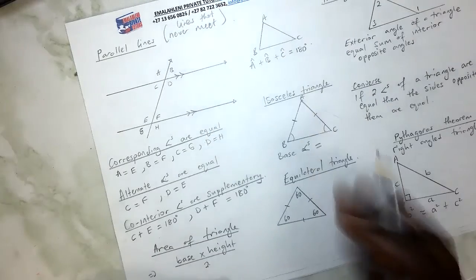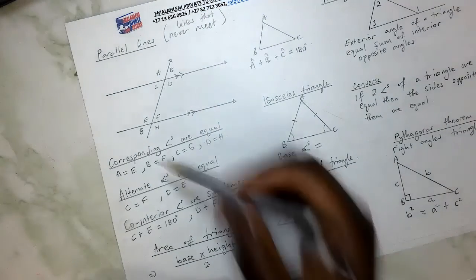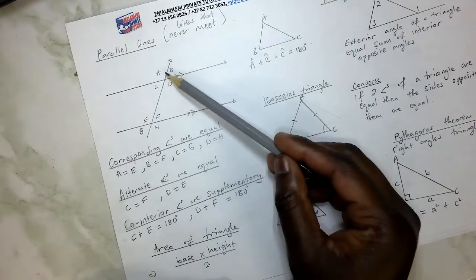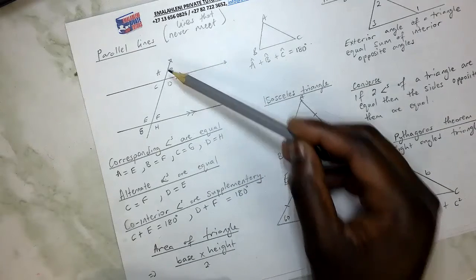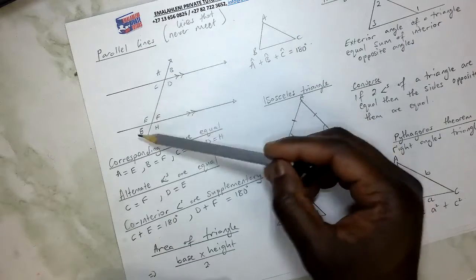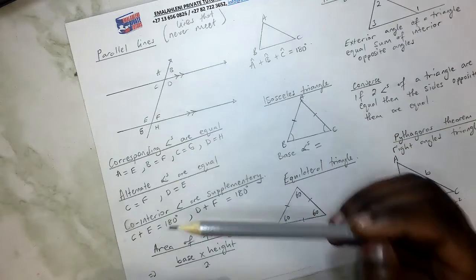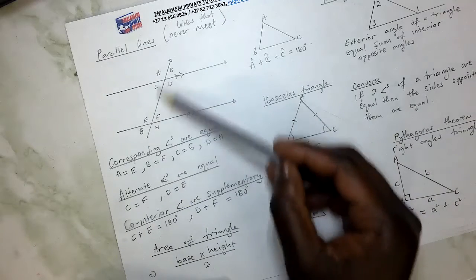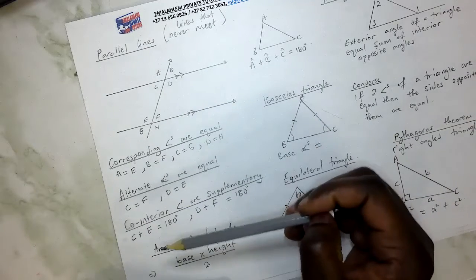So these are lines that never meet. And we are saying if they have a common line crossing them, remember what we spoke about? We spoke about the corresponding angles. We have corresponding angles B and F, A and E, C and G, and D and H. These ones will be equal if the lines are parallel. So that's what you need to understand there.